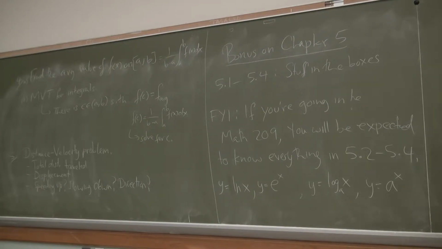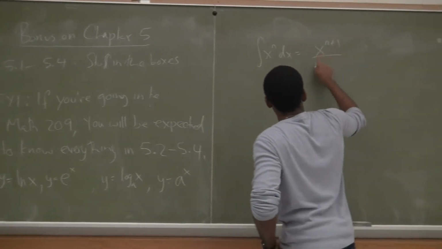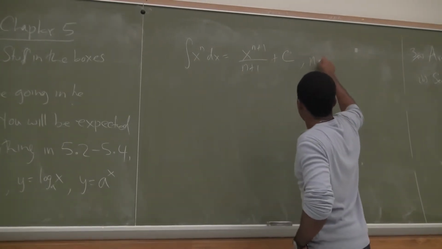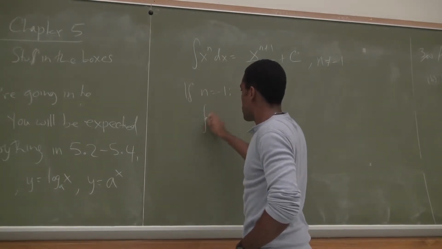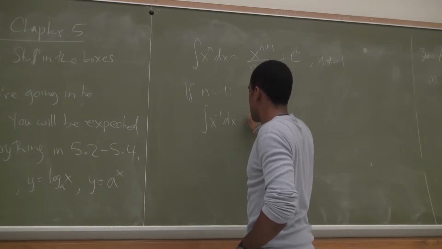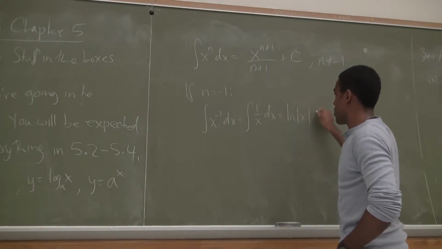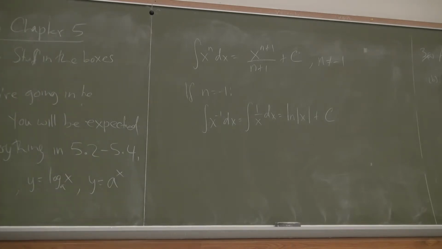So we know the integral of x to the n dx is equal to x to the n plus 1 over n plus 1 plus c. Why did I ask that? If n equals minus 1, the answer to that is ln x. You do it in Calc 2. It's in chapter 5. It's going to be one of the first things you do in Calc 2.